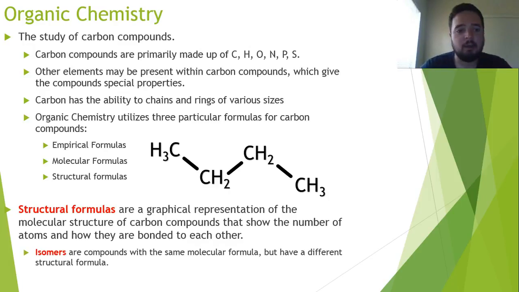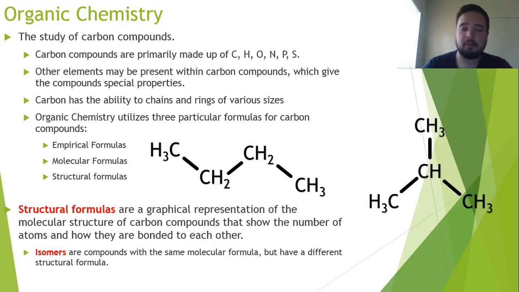Isomers are compounds with the same molecular formula, but they have a different structural formula. So the same number of atoms within it, but they're bonded in a different way. So this will be an isomer of that previous one. If I look at the number, I have 1, 2, 3, 4 carbons, and 1, 2, 3, 4 carbons. Then I have 10 hydrogens, and then I have 10 hydrogens. So same exact composition of elements, but they're bonded in a different way.